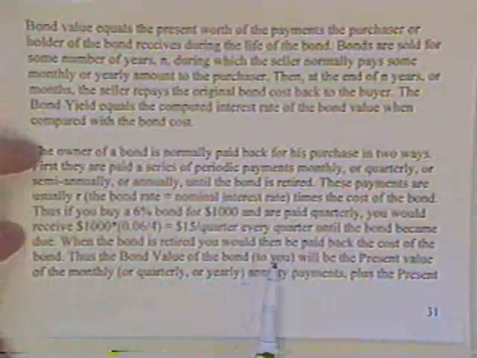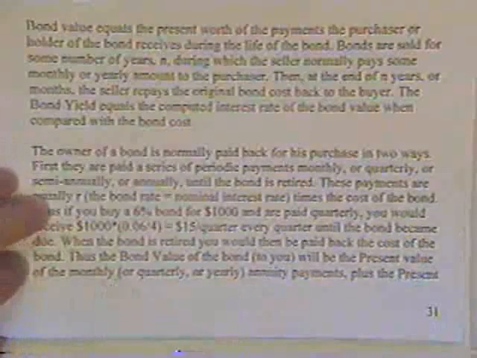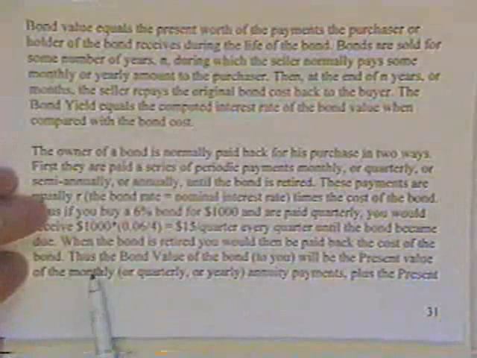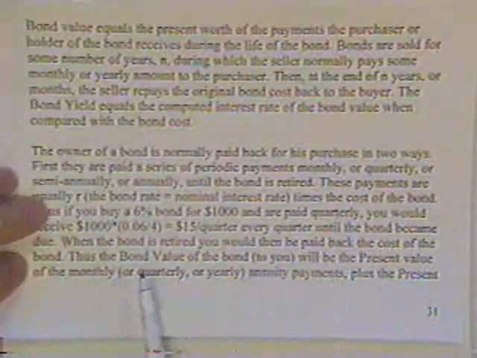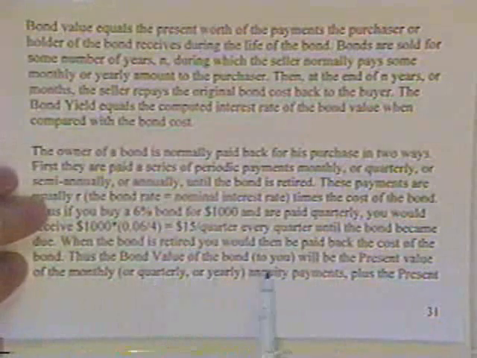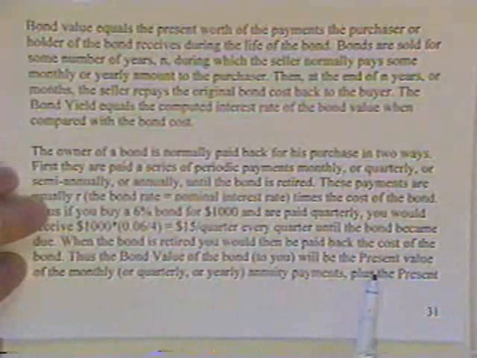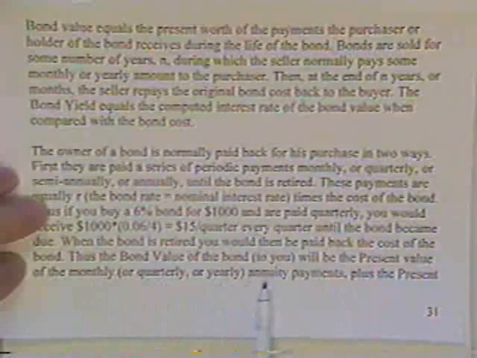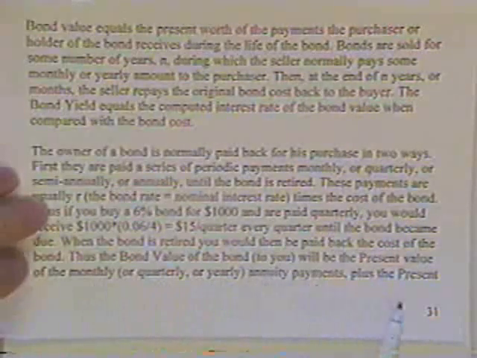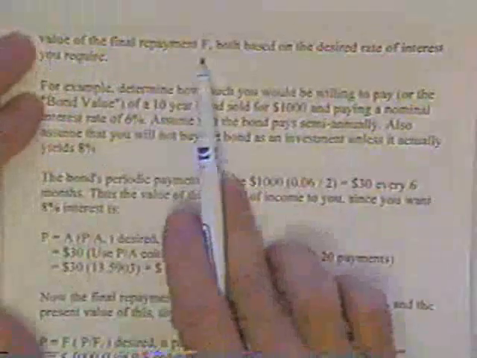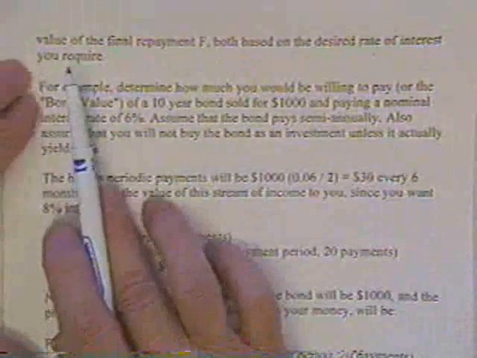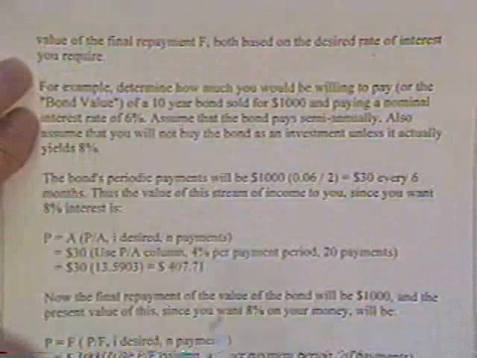Then when the bond is retired, he gives you back the money you gave him in the first place. And your gain, of course, is the interest that you earned on it during the life of the bond. Now, the bond's value, at least to you, would be the present value of the monthly or quarterly or yearly annuity payments plus the present value of getting your money back in the future. Both of these would be based on the rate of interest that you require.